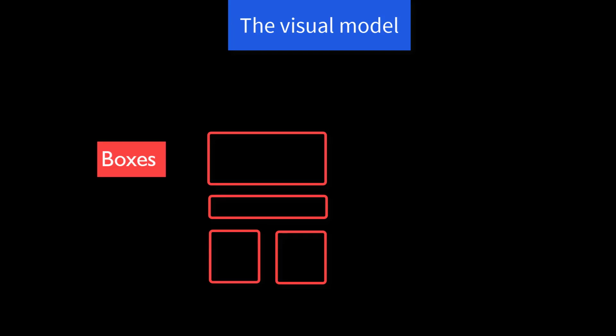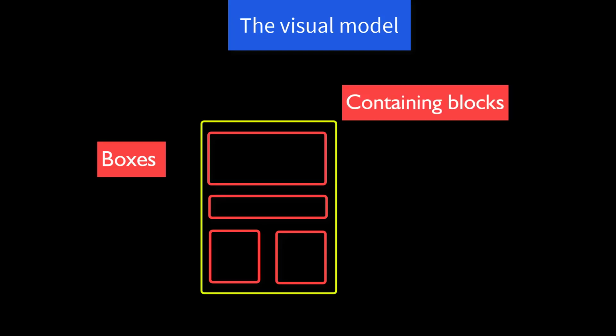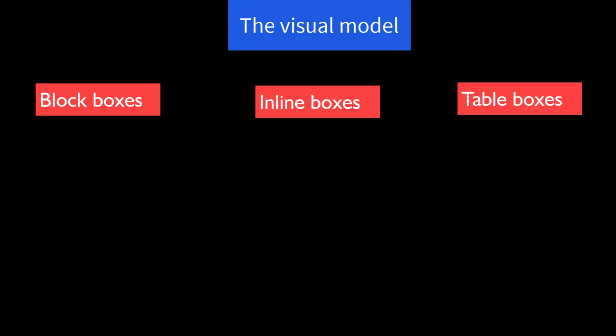In the web visual model, everything is organized into boxes and containing blocks. All of these are rectangles. Curves and angles come later and are discussed in the advanced course. In rendering your HTML content into the canvas, your browser recognizes block boxes, inline boxes, and table boxes. We look at the first 2 here. Table boxes are examined in a later lesson.